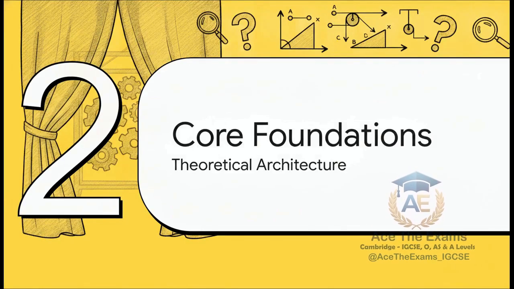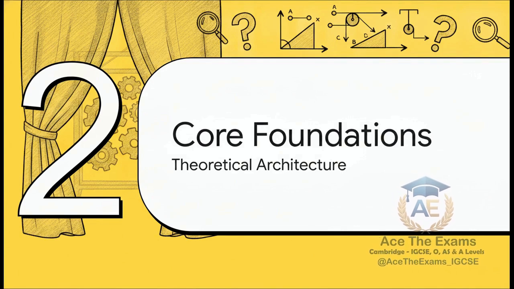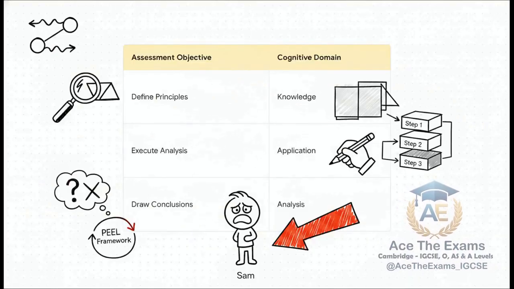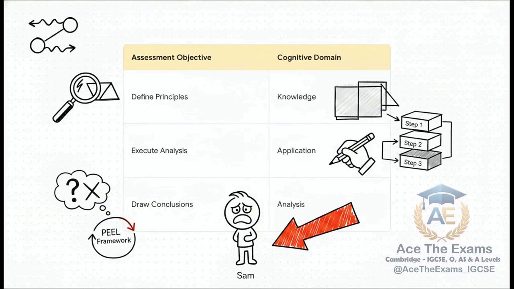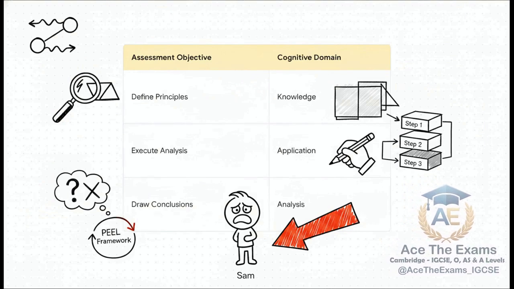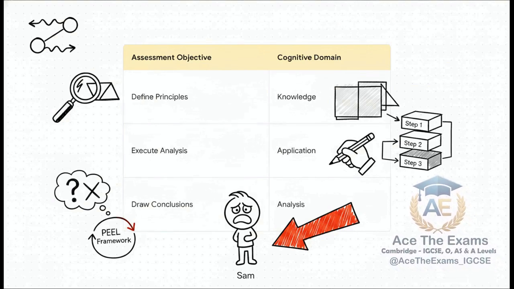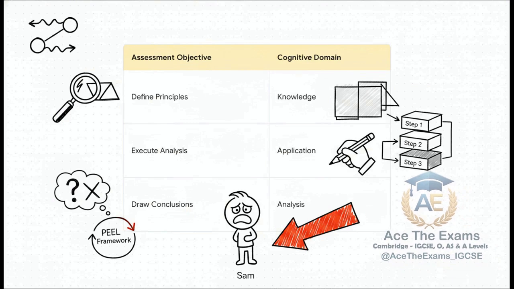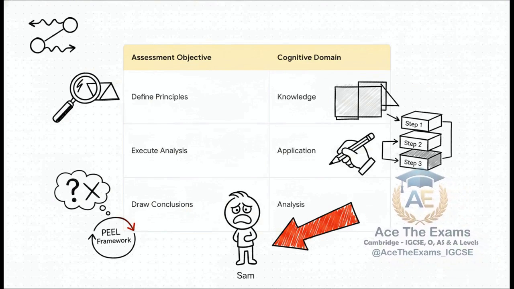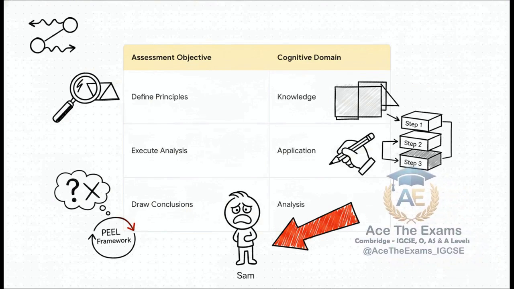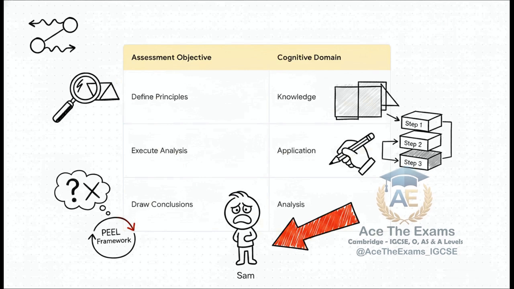Section 2. Core theoretical foundations. To escape that trap of unfamiliar contexts, we need to look right behind the curtain at what the examiners are actually measuring. You aren't just being tested on whether you remember the formulas. You are being evaluated across three distinct cognitive domains: knowledge, application, and analysis. Let's break this down. First, you define the principle. That is your knowledge and understanding.